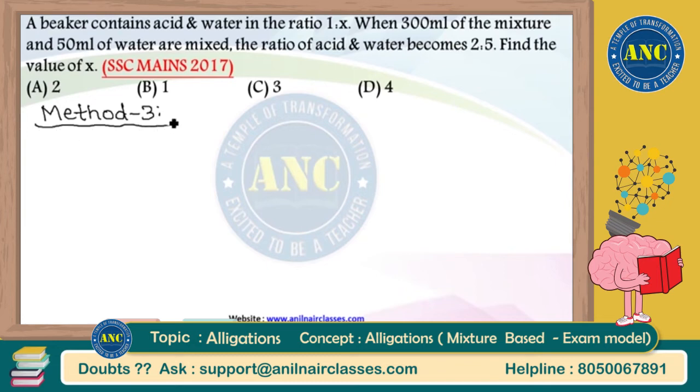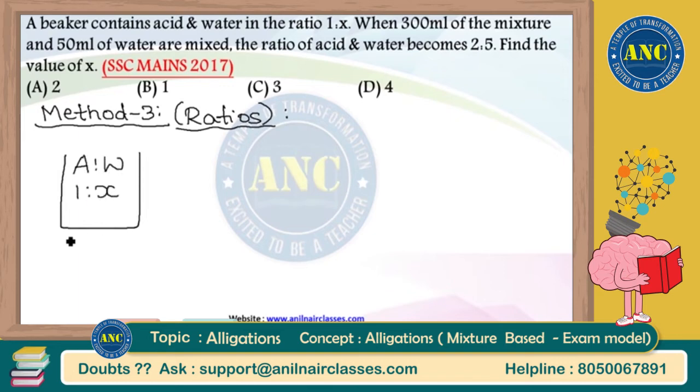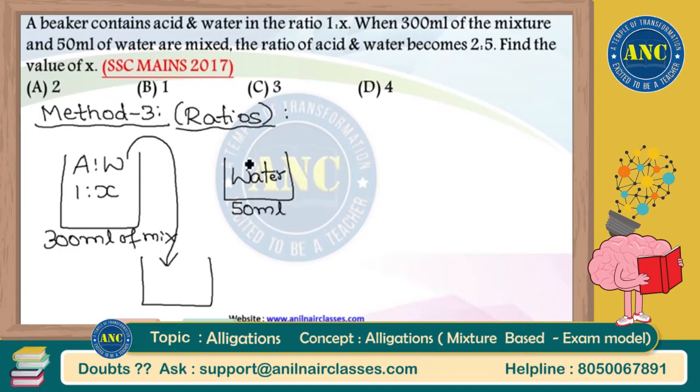You can solve this question by using the concept of ratios, wherein you can get the answer much faster compared to whatever you have got in method 1. Let us see what is that method. Now see here, acid and water is in the ratio 1:x in vessel 1. So 300 liters of mixture is present, and in vessel 2 only water is present, acid is not present. 50 ml of water is present. When you mix these two vessels, vessel 1 and vessel 2, I will get another vessel where acid and water is in the ratio 2:5.